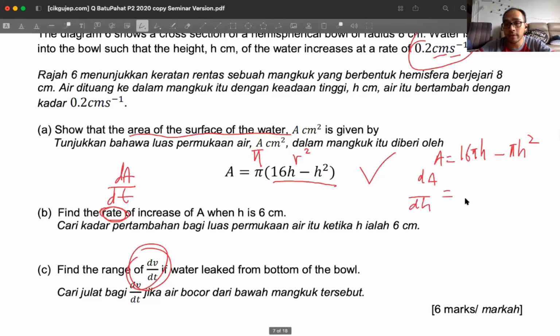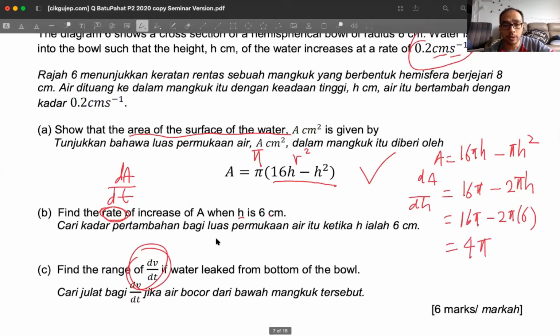This one I differentiate, I get 16 pi. Pi is just a number. Only h we differentiate. And this one will be minus 2 pi h. I bring the 2 to the front and the power reduces by 1. So dA/dh is this one. Since h is 6 cm, I can find this value: 16 pi minus 2 pi times 6. So 16 pi minus 12 pi will give me 4 pi.